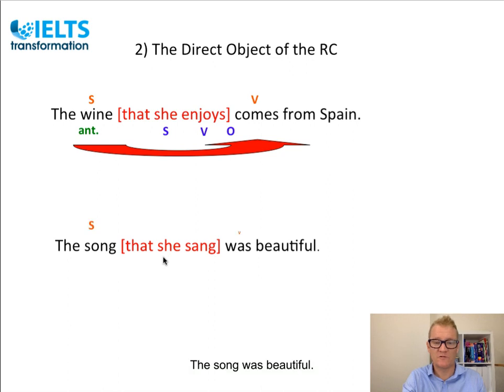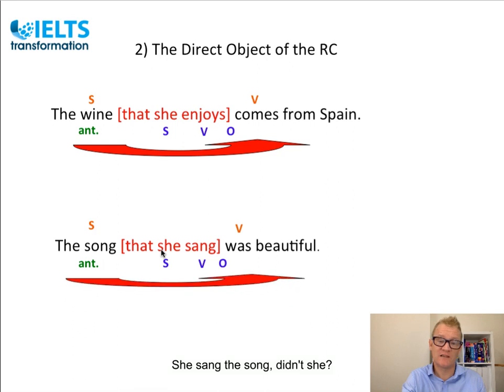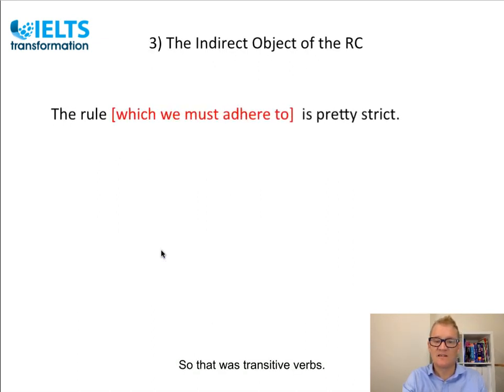Again, look. The song was beautiful. Subject, verb. The song is the antecedent. And then she sang what? Sing is, in this case, a transitive verb. Actually, it can be both. But we have an object. She sang the song, didn't she? The song was beautiful. So we've connected it. The song that she sang was beautiful. Okay, so that was transitive verbs.